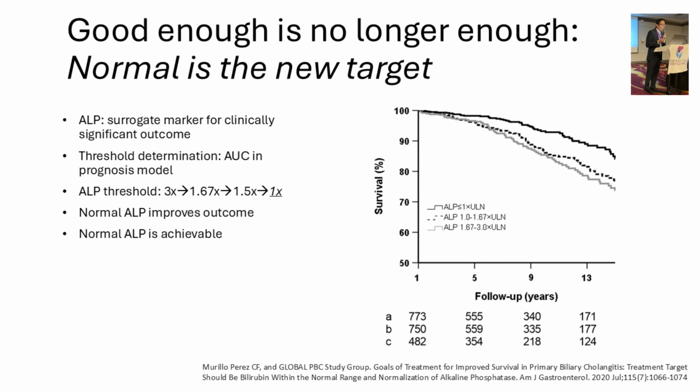To summarize the PBC data, I would say good enough is no longer enough in terms of alkaline phosphatase treatment response. In the old days, we used to think 1.5 times upper limit normal or 1.67 may be good enough, but the newer data demonstrate that normal alkaline phosphatase is probably the better target. It would improve outcome in that it is achievable.